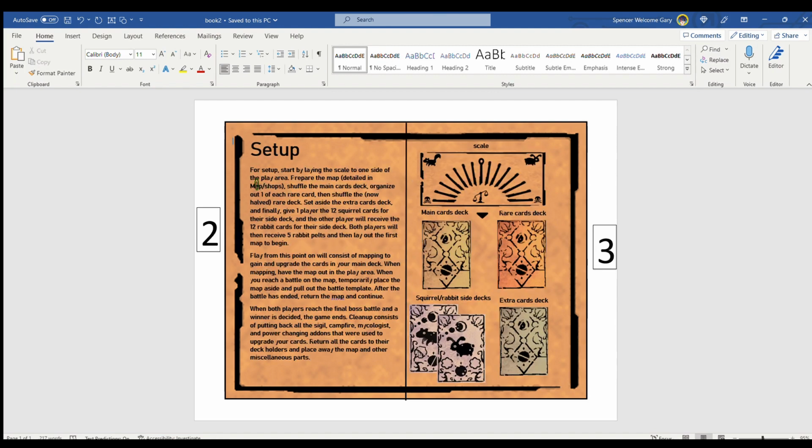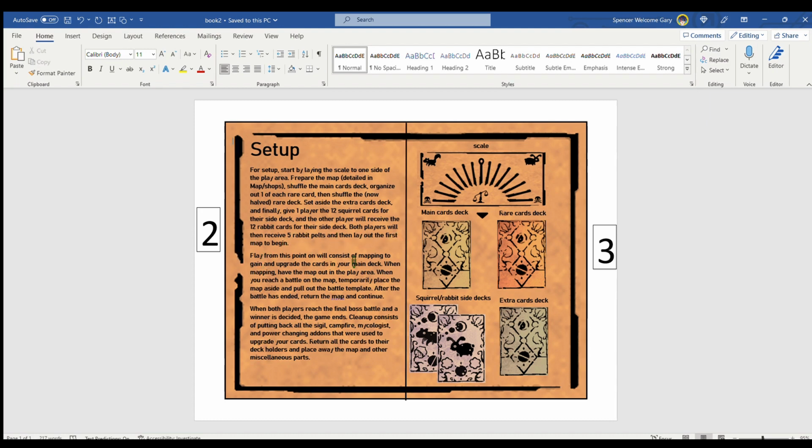Setup. For the setup, start by laying the scale to one side of the play area. Prepare the map detailed in maps/shops, shuffle the main cards deck, organize one out of each rare card, then shuffle the now halved rare deck. Set aside the extra cards deck, and finally give one player the 12 squirrel cards for their side deck, and the other player will receive the 12 rabbit cards for their side deck. Both players will then receive 5 rabbit pelts and lay out the first map to begin.